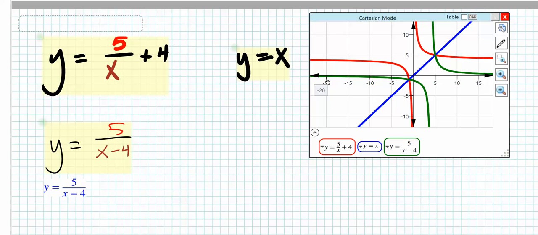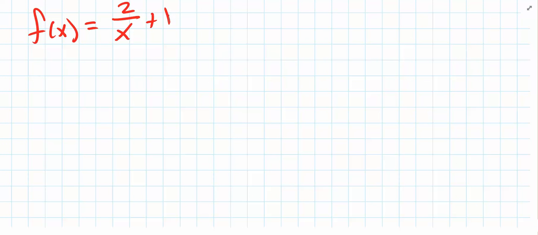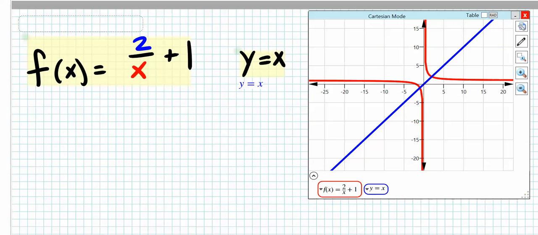Here's another little quick example to help us out. Let's do f of x equals 2 over x plus 1. Go ahead and find the inverse. Emily, think you got it? Okay, what do you have? She says 2 over the quantity of x minus 1.